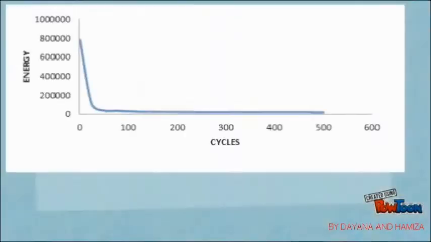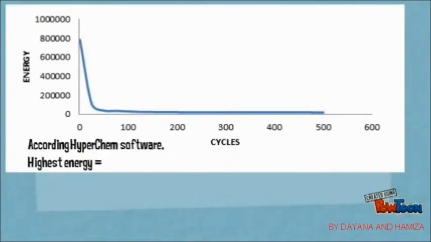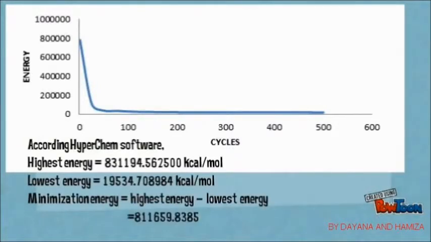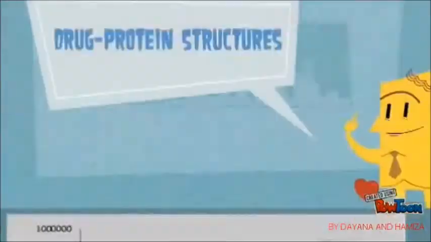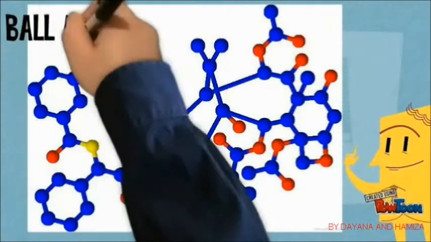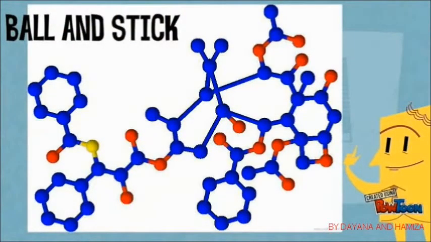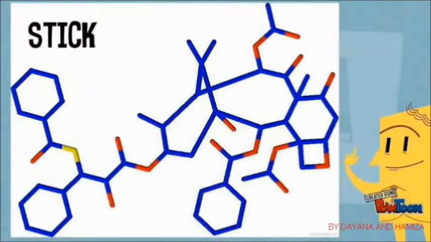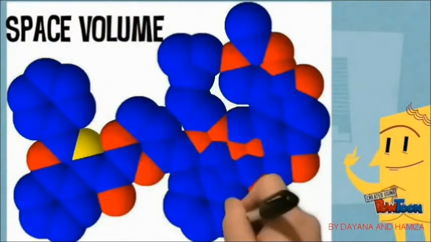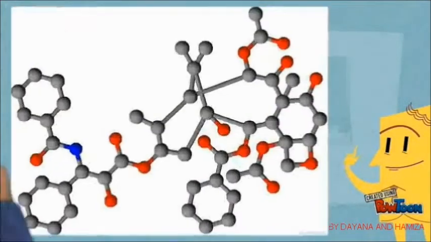Hi, I'm Hamza. This is the graph of the minimization energy versus number of cycles, which is 500 cycles. For our order, according to Hyperchem, the minimization energy is 811,659.8385 kilocalorie per mole. These are several other conformations that can be made out of the paclitaxel structure. Ball and stick, stick, space volume, and CPK.